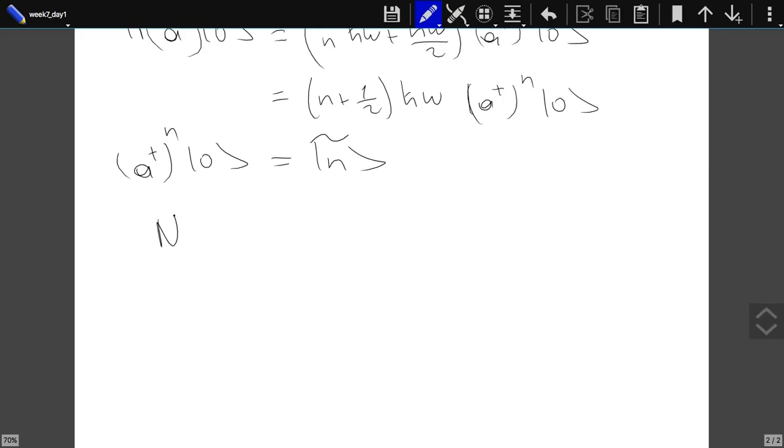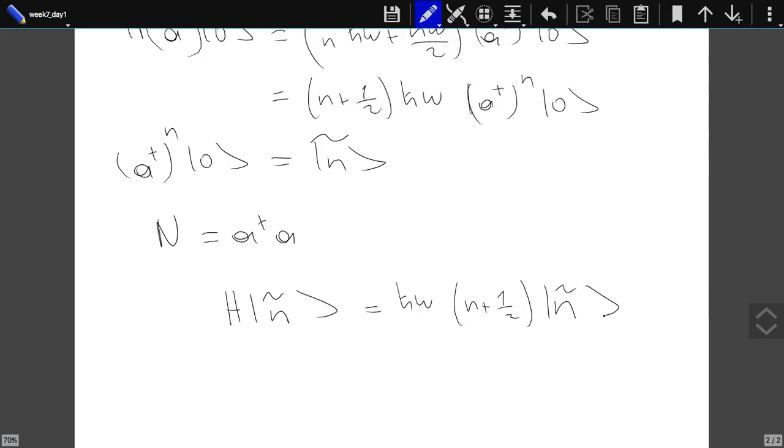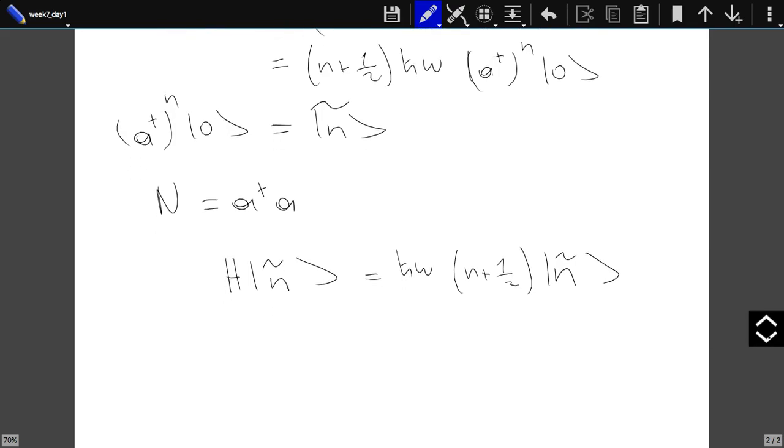Okay, so let me define this operator N also: N = A† A. Now we had already seen that H acting on |ñ⟩ is nothing but ħω (n + 1/2) |ñ⟩. So H is nothing but, in terms of this N operator, ħω times (N + 1/2).